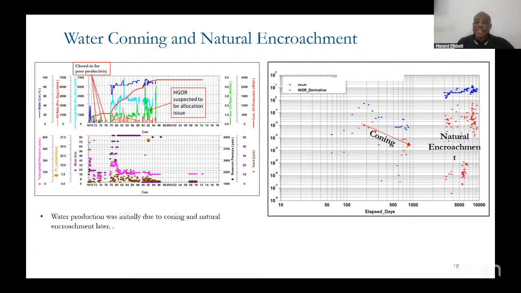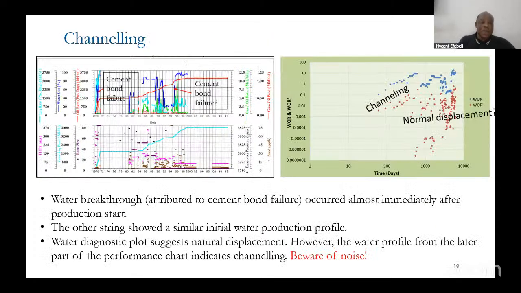Then there is something I need to tell you. I talked about noise before. If you look at this one, as soon as production started from this well, you see water coming. So you see channeling, you see it going up. Then later, if you look at the well performance chart, all of a sudden it rose as if it was channeling. But the Chan plot is still showing it as if it is natural encroachment.